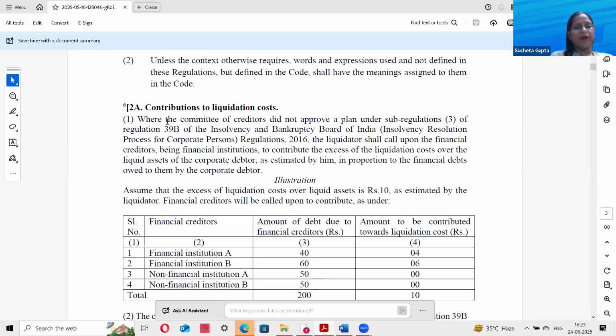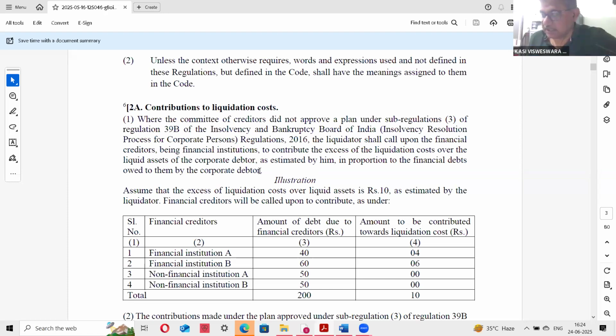Now, regulation 2A, the contributions to the liquidation cost. Where the committee of creditors did not approve a resolution plan or approve a plan under sub-regulation 3 of regulation 39B of the CIRP regulations, the liquidator shall call upon the financial creditor, being a financial institution, to contribute the excess of the liquidation cost over the liquid assets of the corporate debtor as estimated by him, in proportion to the financial debts owed to them by the corporate debtor. So basically, they will recover the excess amount of the liquidation cost from the financial institutions only, no?